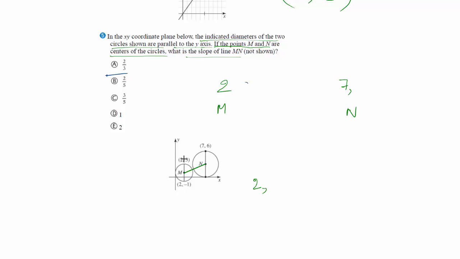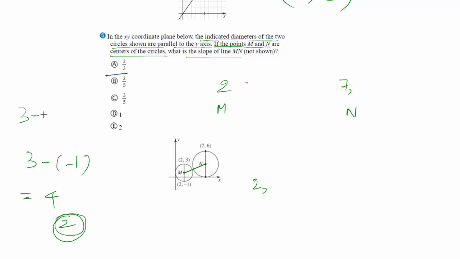From -1 to 3, you're having a distance of 4 units, because 3 minus -1 is equal to 4, and M lies exactly in between 3 and -1. So it will be having a distance of 2 units, because 4 is the total diameter, so the radius will be 2. If the diameter is 4, then the radius will be 2. So when you start from 3 and you want to shift to M, you will subtract this radius of 2 units.